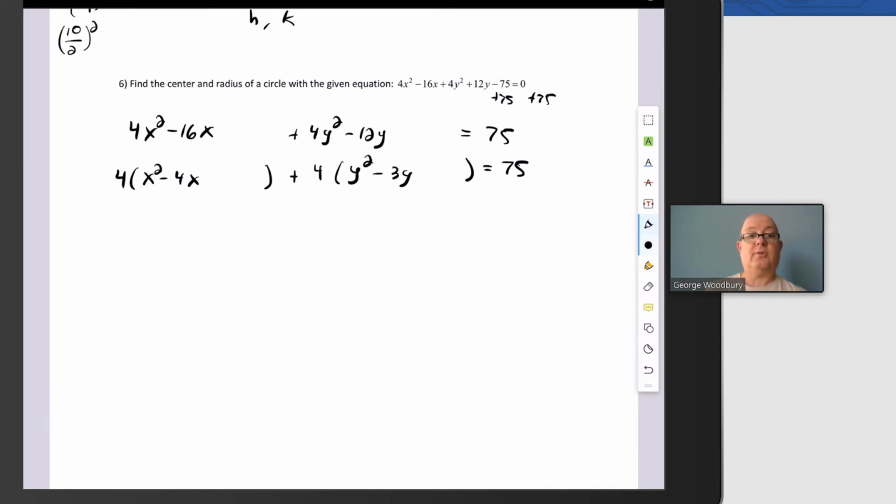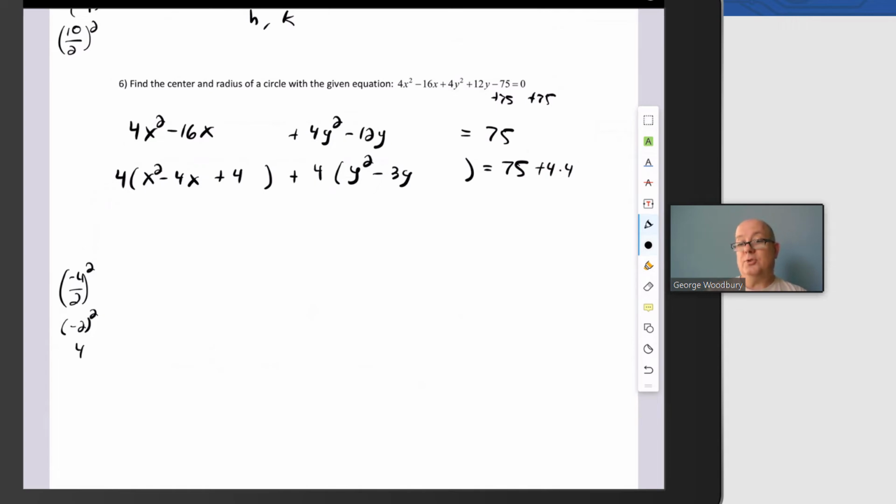Complete the square for x first. Negative 4 divided by 2 is negative 2, and then we square that to get a positive 4. So I'm going to add 4 into the parentheses with the terms containing x. However, I've really got 4 times 4 on that left-hand side, so on the right-hand side, I have to add 4 times 4.